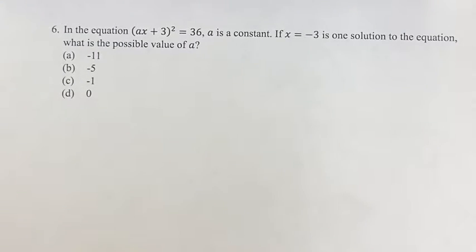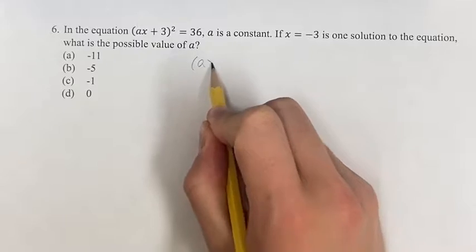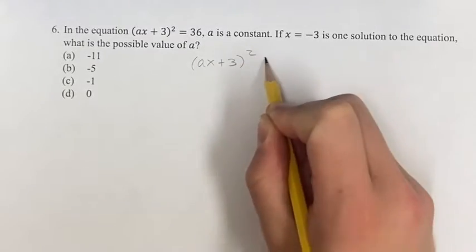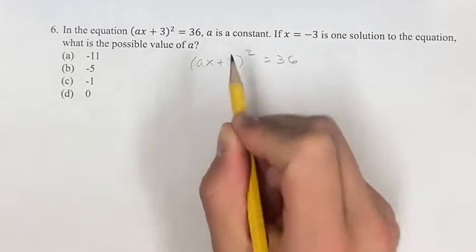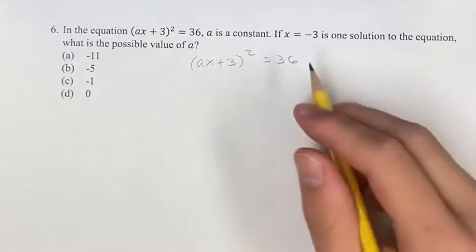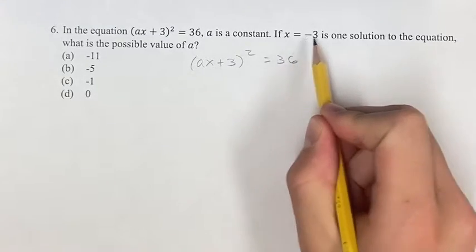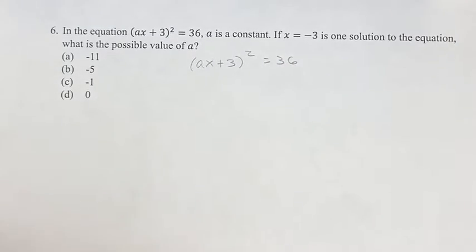In this problem, we have the equation (ax + 3)² = 36, where a is a constant. We're told that x = -3 is a solution to the equation, and from that, what is a possible value of a?